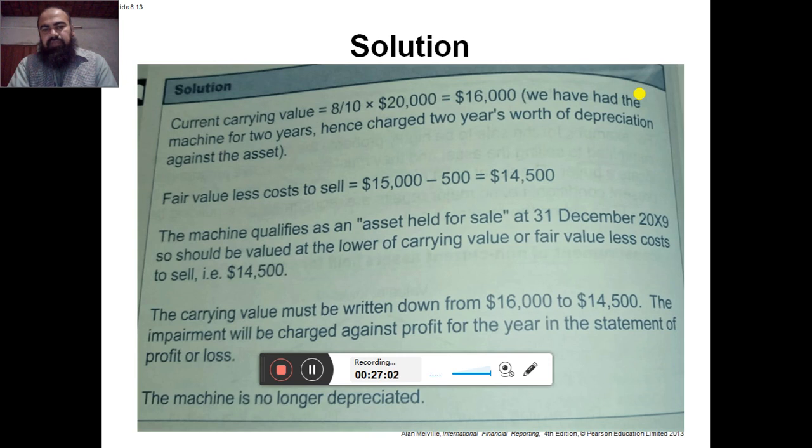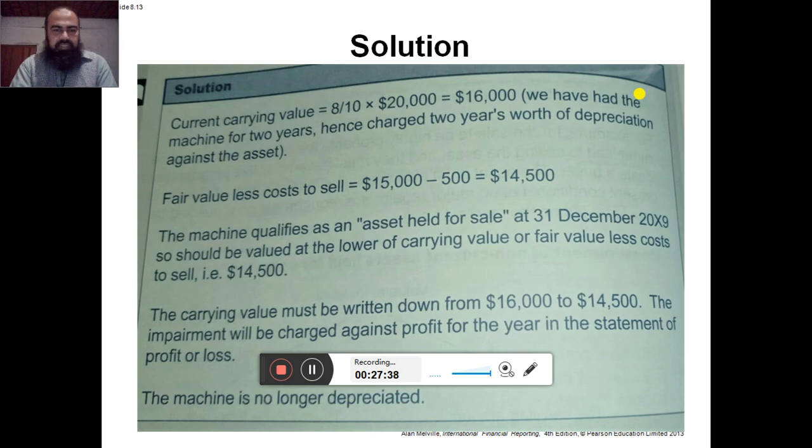The impairment will be charged against profit for the year in the statement of profit or loss, or statement of comprehensive income as we call it. And as you all know, on the face of the financial statements everyone can see the values of the non-current assets and current assets, but behind every value of the assets there are some journal entries. You all know debit and credit principles are there. So we will have to pass a journal entry for this adjustment.